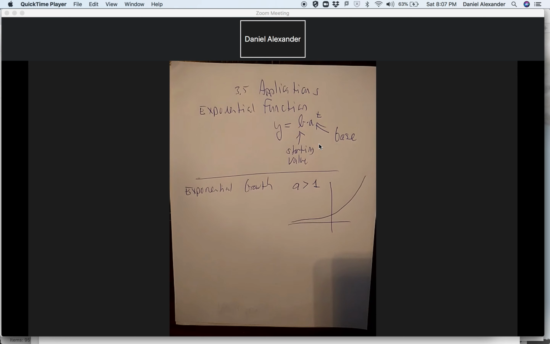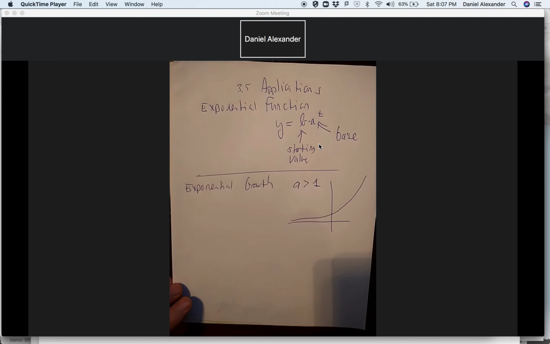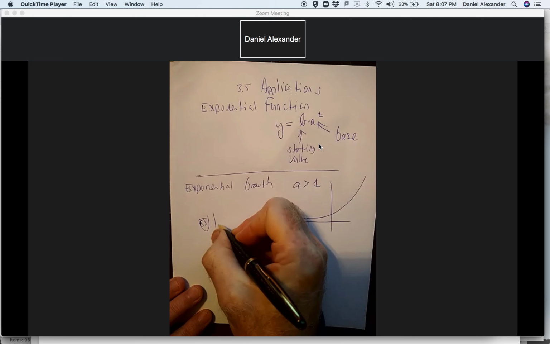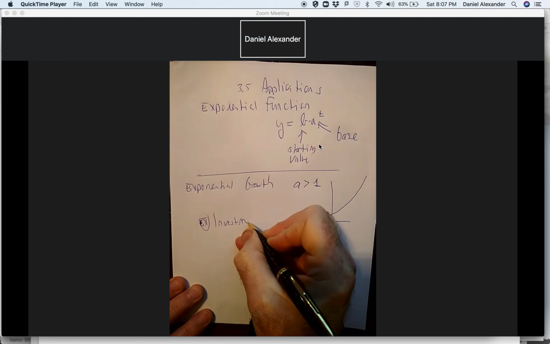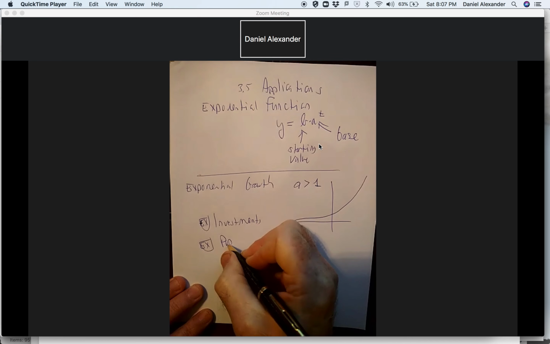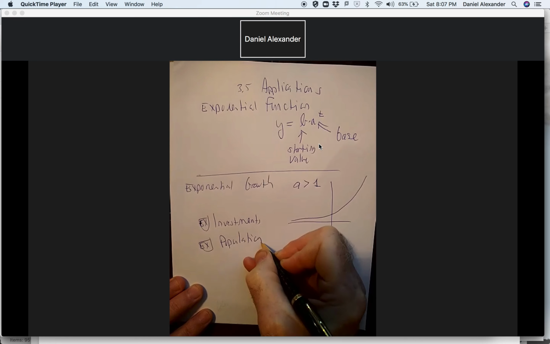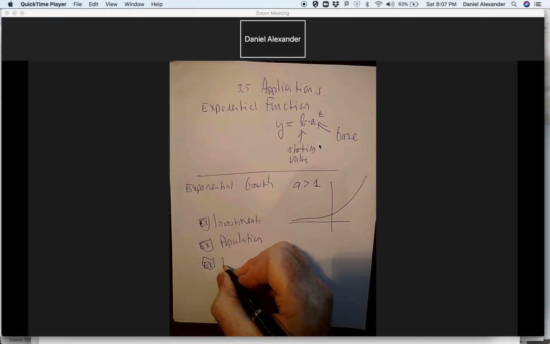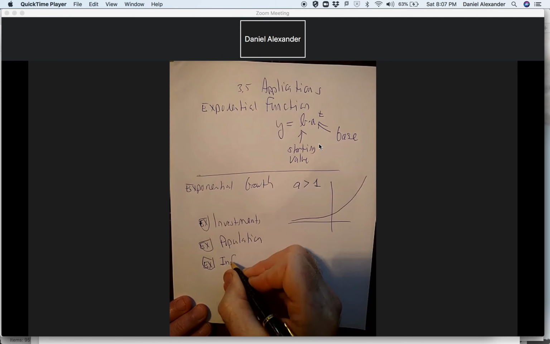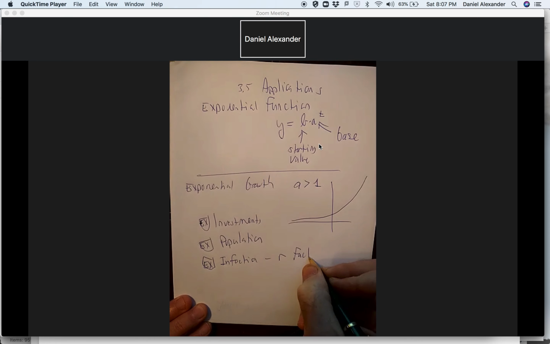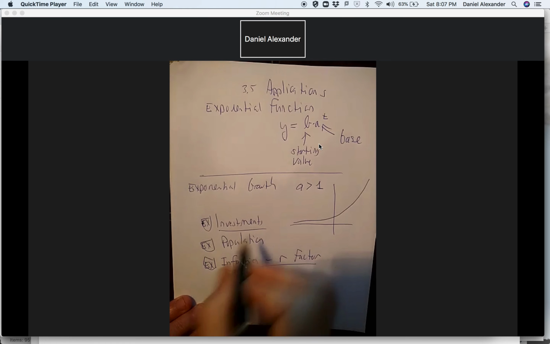Some examples of this might be investments. Population is another example. Another example might be the spread of an infection, in particular the R factor. We started off with an example about that and also one about investments.